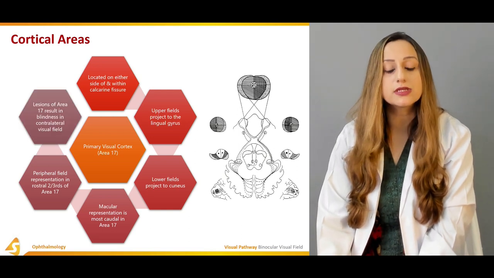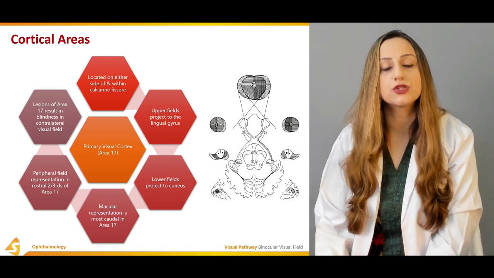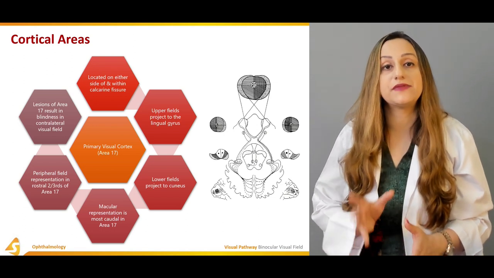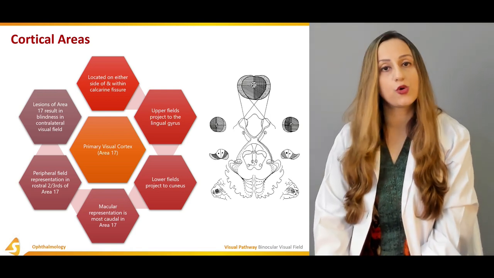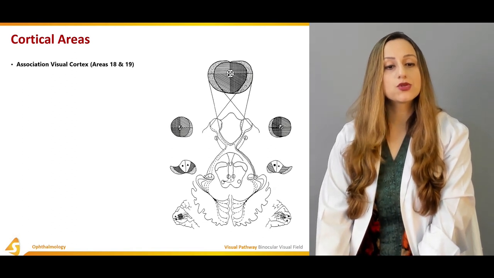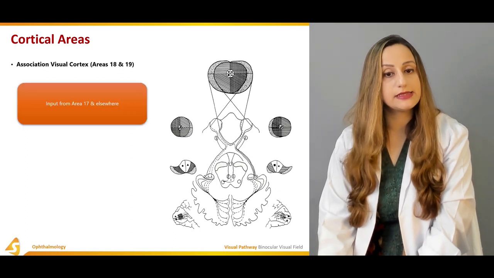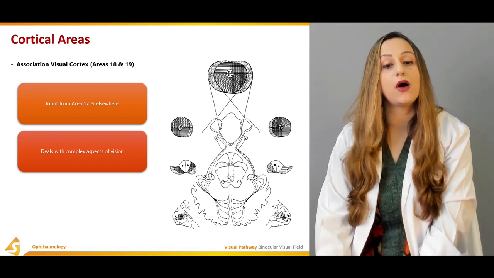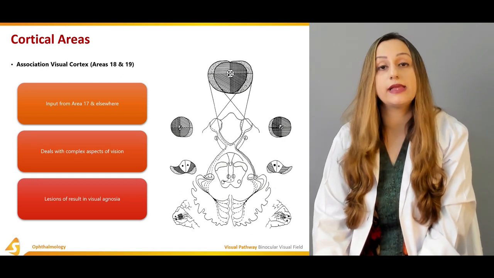And then we have the lesions of area 17, which result in blindness in the contralateral visual field. So basically, the mainstay that you have to remember over here is area 17, the primary visual cortex, and that is what we have to focus on. The association visual cortex, that is the associated areas, are area 18 and 19. Input from area 17 and elsewhere is needed over here, and it deals with the complex aspects of vision, and the lesions basically result in visual agnosia over here.